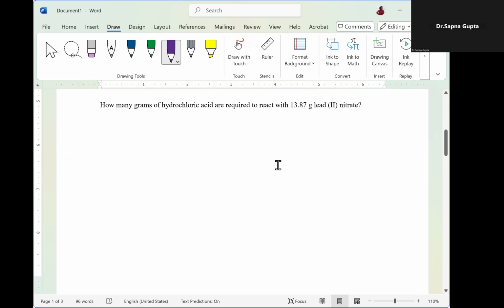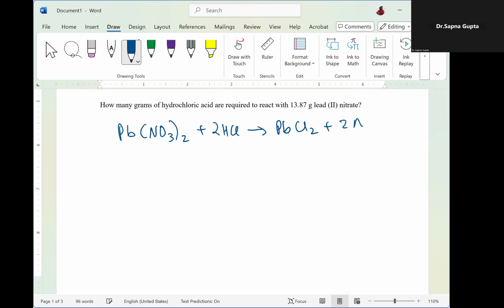So here in this one, we're going to have how many grams of hydrochloric acid are required to react with 13.87. So we're going to use the same equation. I'm just going to write it again because it kind of went up the screen there. So here it is, and 2HCl to give us lead 2 chloride. And then, of course, the nitric acid, so HNO3. And so how many grams of hydrochloric acid are required to react with 13.87 grams of lead nitrate?